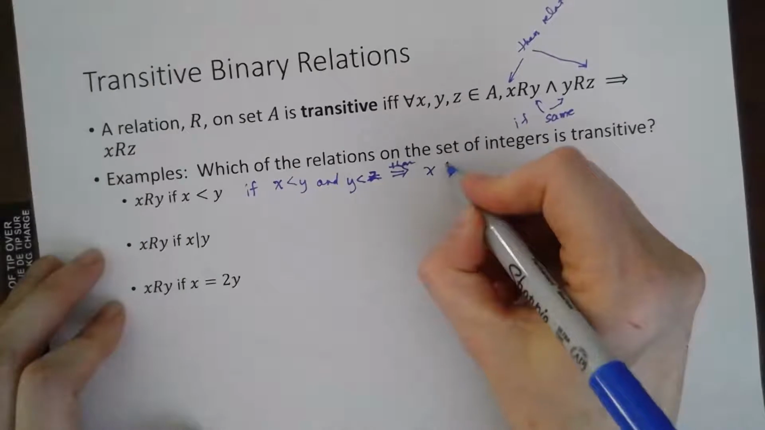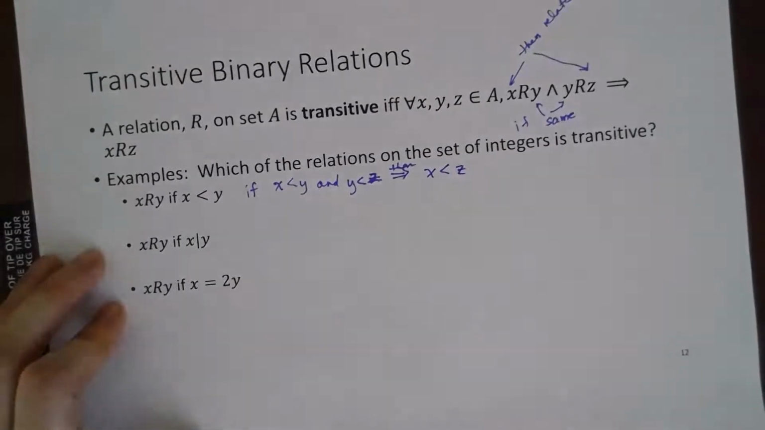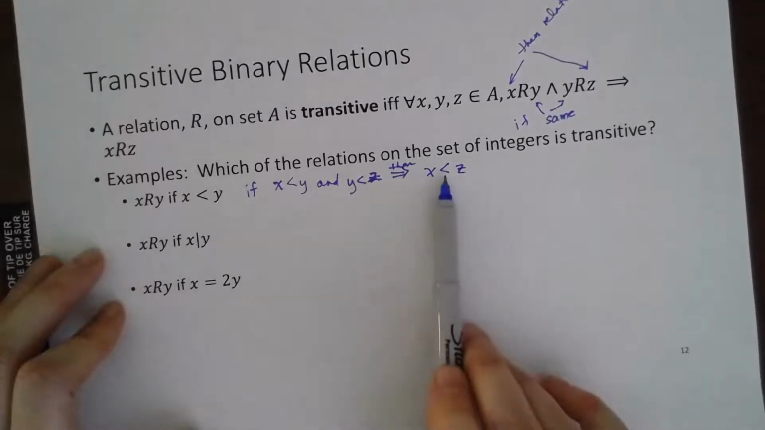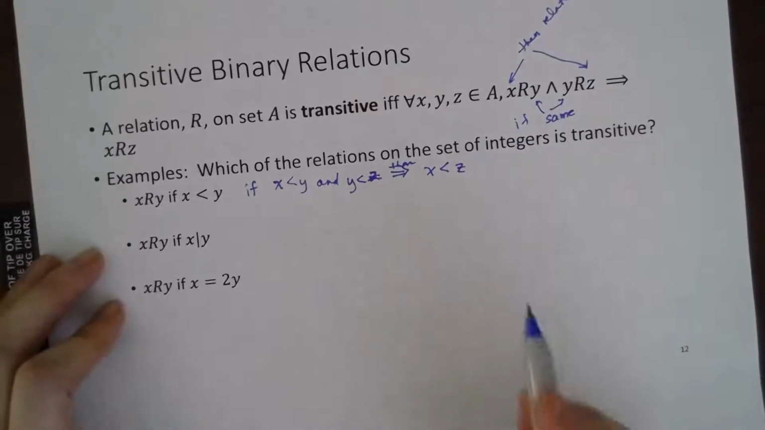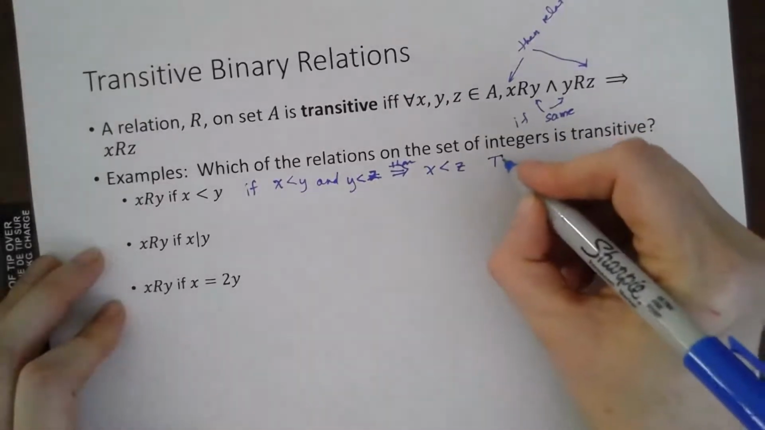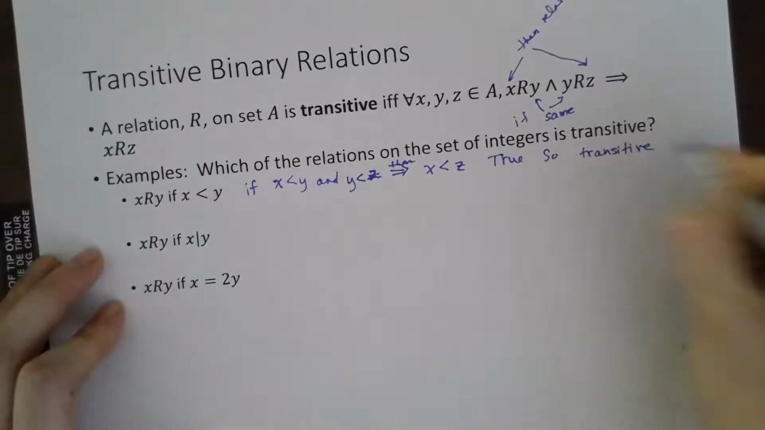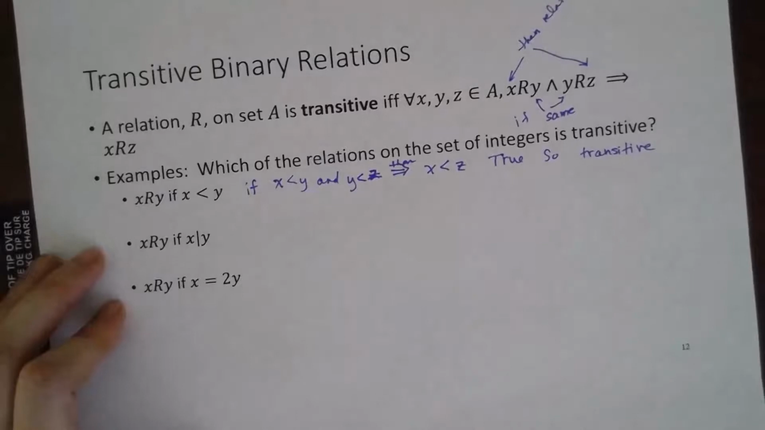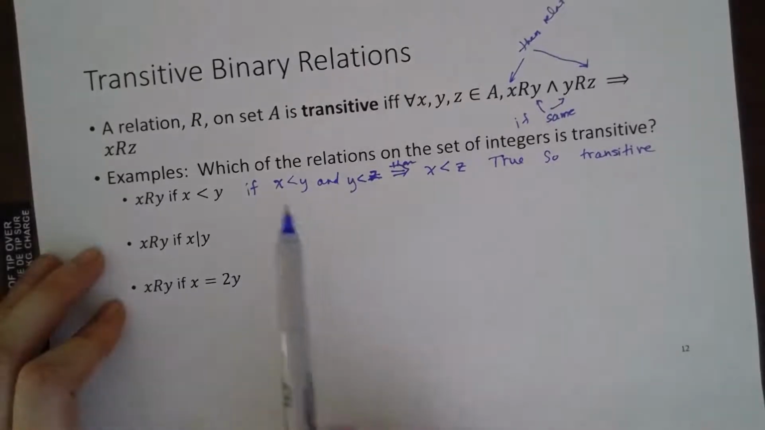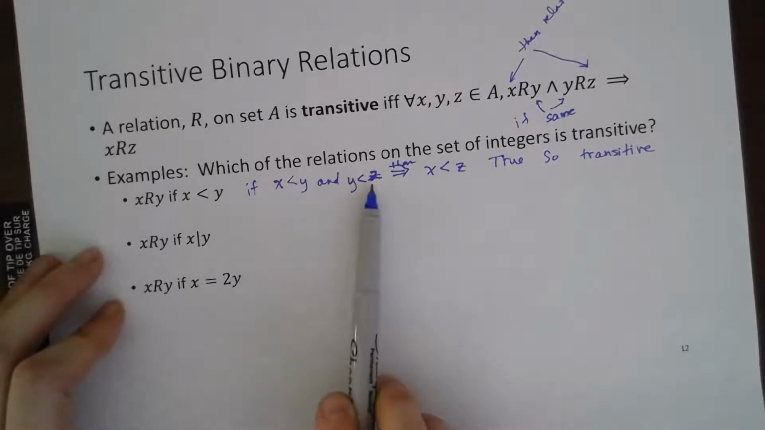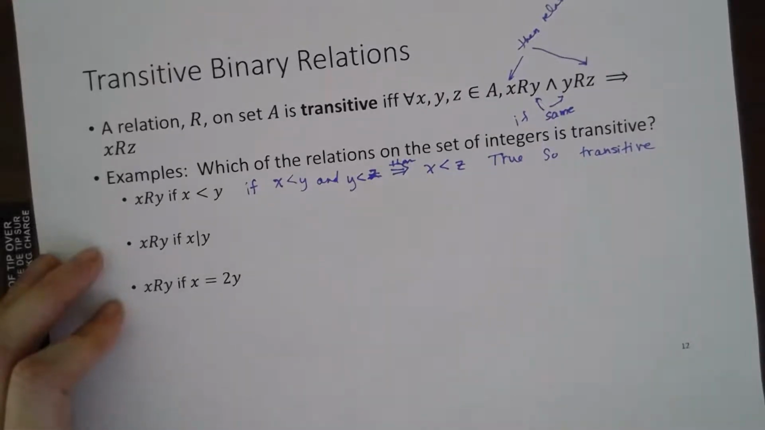So x related to z would be x less than z. If x is less than y and y is less than z, will we automatically get that x is less than z? Yes, that's always true, right? So this one is transitive. You can't think of any situation in which x is smaller than y is smaller than z, but somehow x was greater than z instead of less than it. It just can't happen. They can't reverse order.